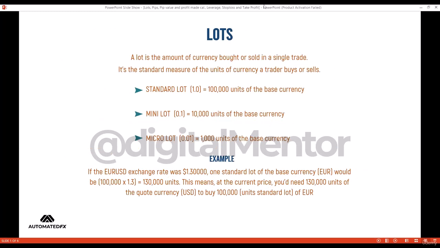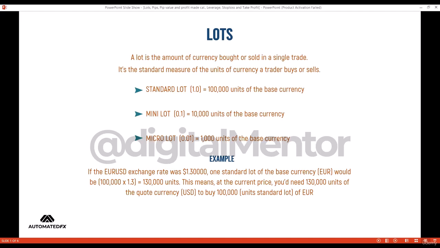In this video, we're going to be learning about lot size, or lots. So we're going to be learning what lots means in Forex trading. A lot is the amount of currency bought or sold in a single trade. It's the standard measure of the units of currency a trader buys or sells.